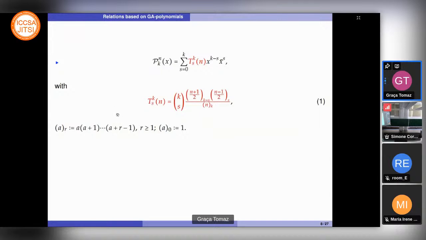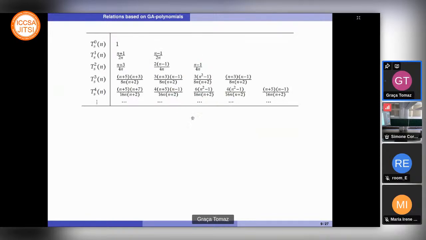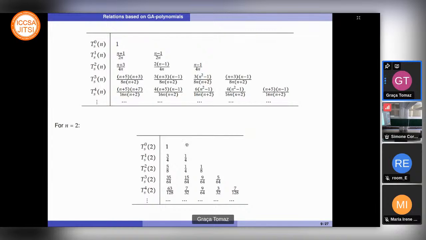And they can be represented, for instance, in terms of a paravector and its conjugate in this form, where these coefficients have these values. Here, this notation refers to the Pochhammer symbol, as usual. We have here some examples depending on the dimension n. And we have also the corresponding values for the particular case n equal to.